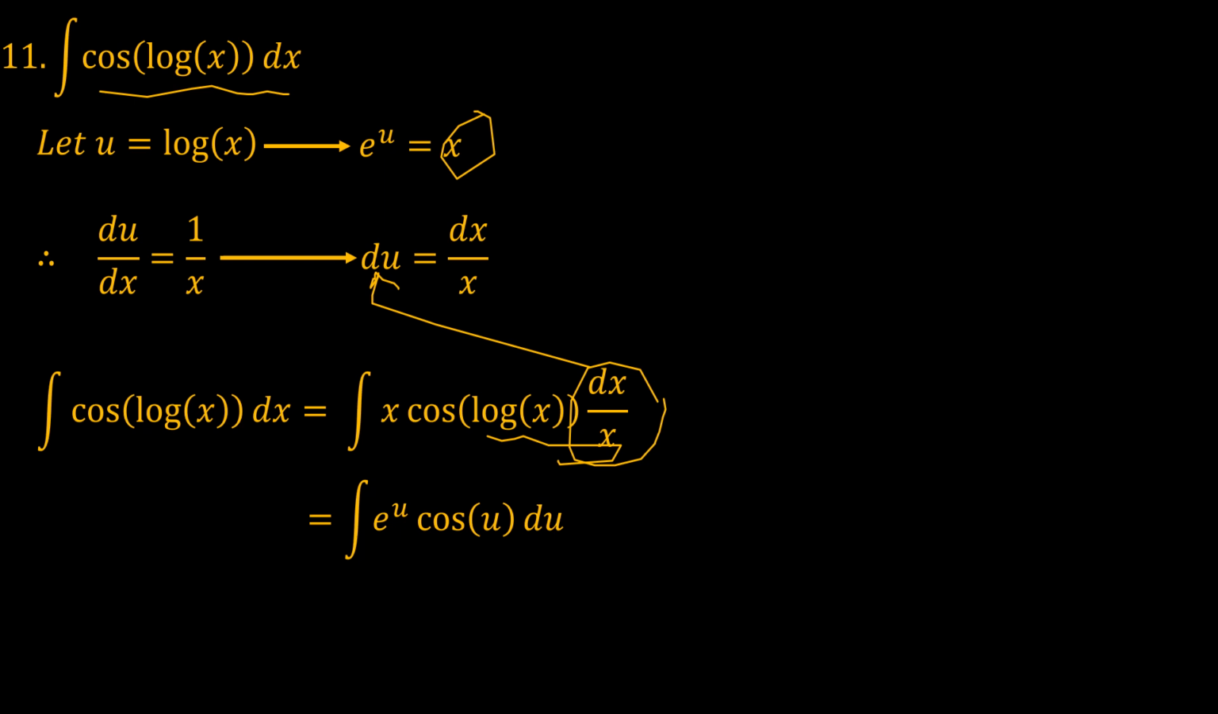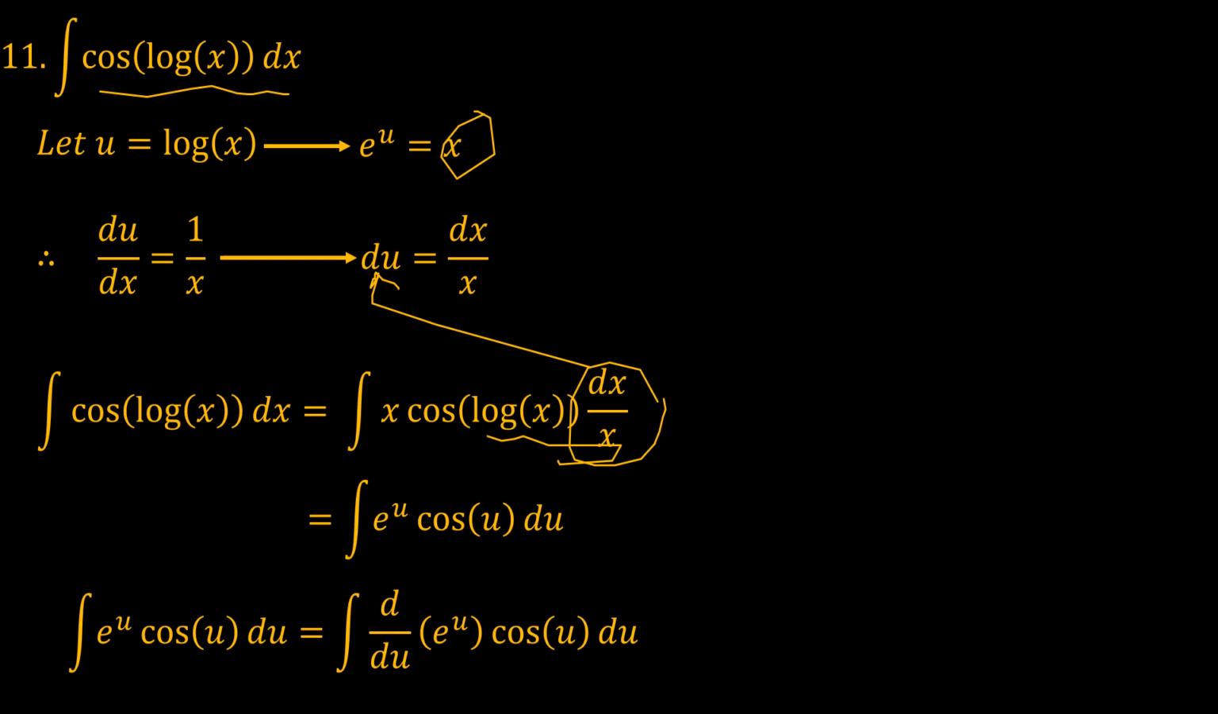u cosine u. I'm going to try and employ what we call integration by parts. And so e to the power u can be expressed as the derivative of e to the power u. e to the power u is a very special function because the derivative of e to the power u, or e to the power x, is e to the power x. So we can express it this way, so that now when we look at our problem, we do have a very good candidate for integration by parts.